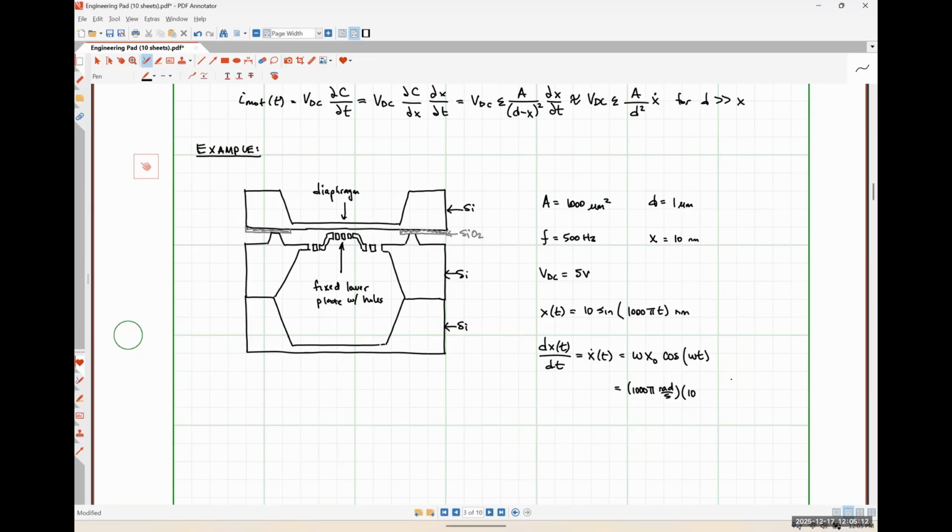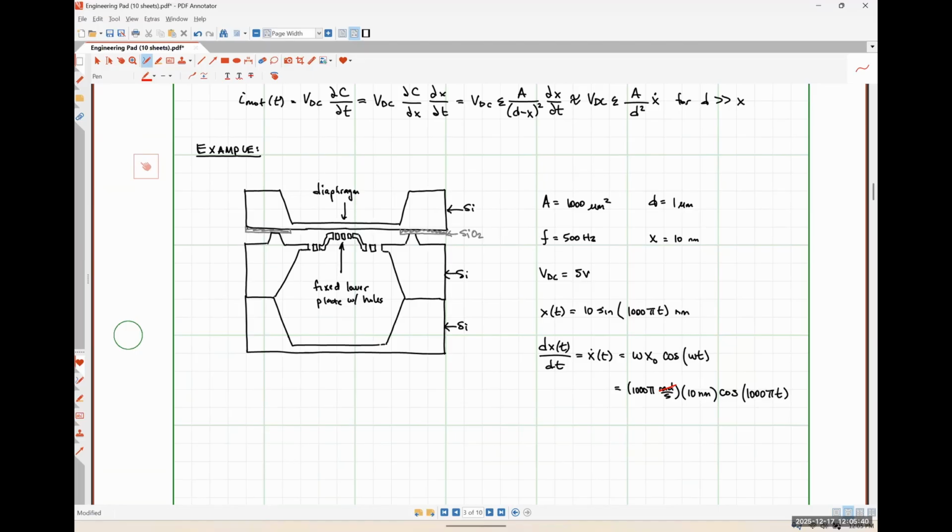Let me write that better. Times the cosine of 1,000 pi times time. So radians are a dimensionless quantity, so I'm just going to scratch that out. So we're left with nanometers per second. That seems like a reasonable thing for a velocity, since velocity is typically measured in meters per second, okay?